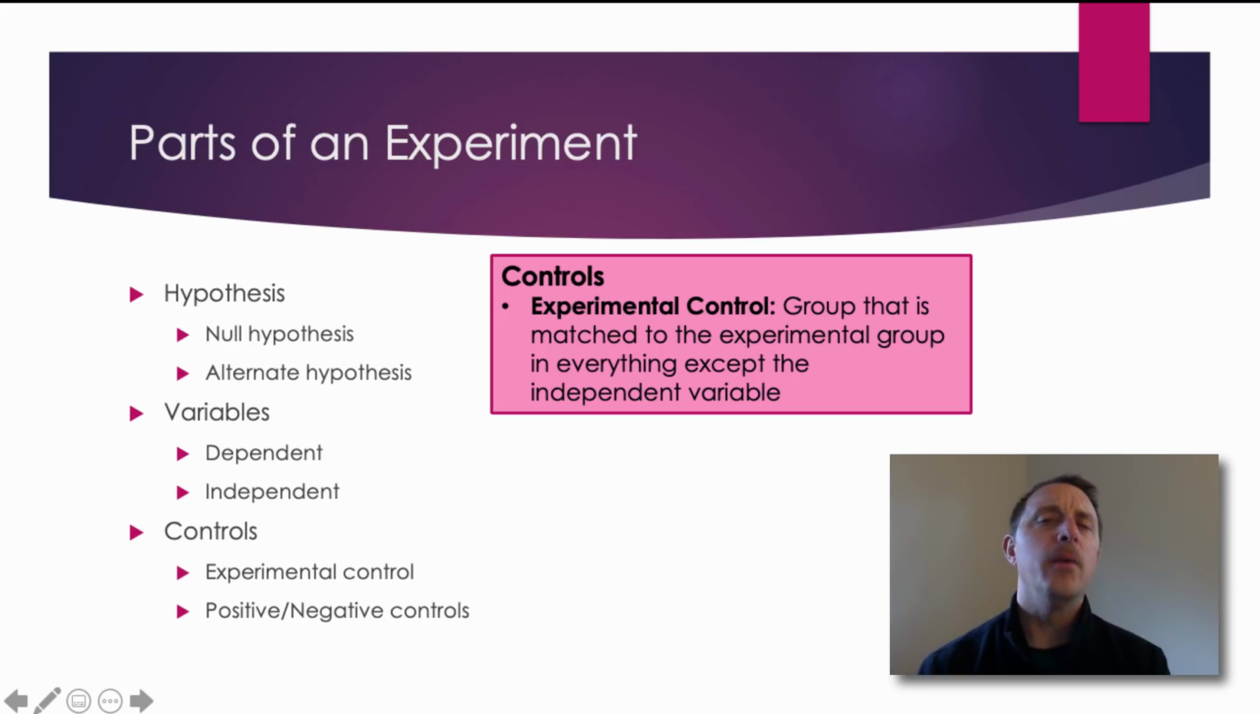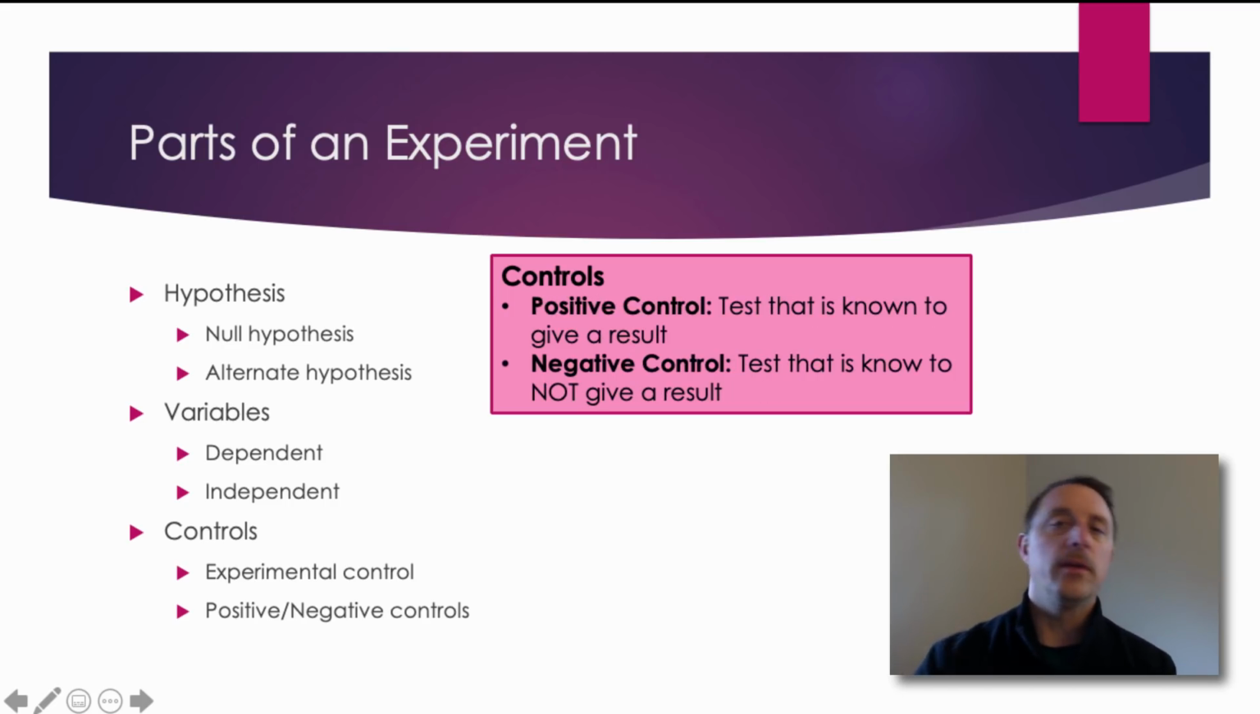The other way that we use the term controls is with our positive and negative controls. And these are included to make sure that whatever test we are doing, whatever procedure we are using, is working correctly. So a positive control is a test that we know will give us a result. A negative control is a test that we know will give us no result. So this is more of an internal check on our procedure and all of our equipment and reagents to make sure that they are all working correctly.